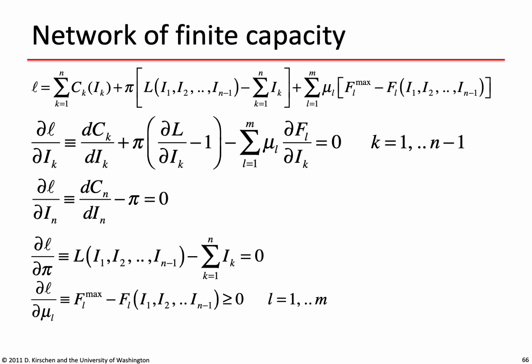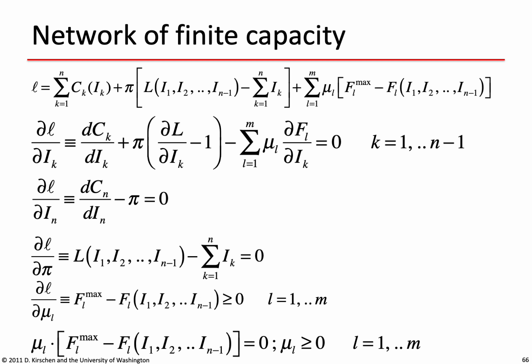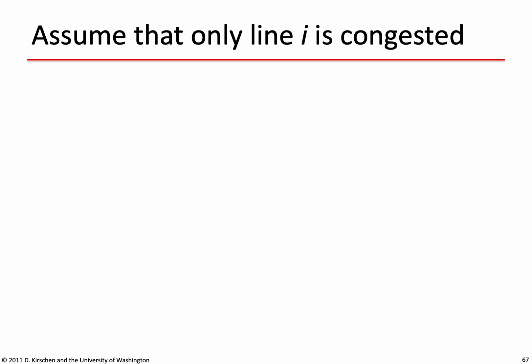And finally, we have the complementary slackness condition for each of the constraints on the line flows, which tells us that each of these constraints is either binding or non-binding. Instead of considering an arbitrary number of binding constraints, let's assume that only line I is congested. So using the complementary slackness conditions, we conclude that mu_I is going to be greater than or equal to 0, while all the other mu_j's are going to be equal to 0.